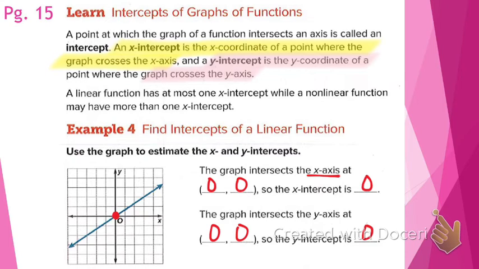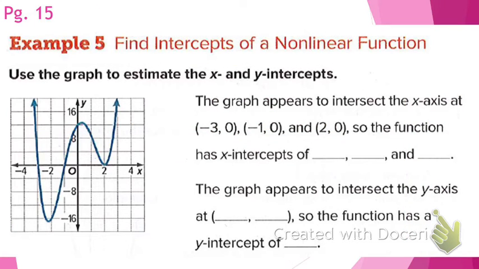So in this example, both the x and y-intercepts are at the origin. Okay, but if you look at the next example, we got a lot of squiggles happening there. Okay, so let's look at this next one. So this one actually crosses the x-axis 3 times right here. Those are all x-intercepts. So my x-intercepts are at -3, -1, and 2.